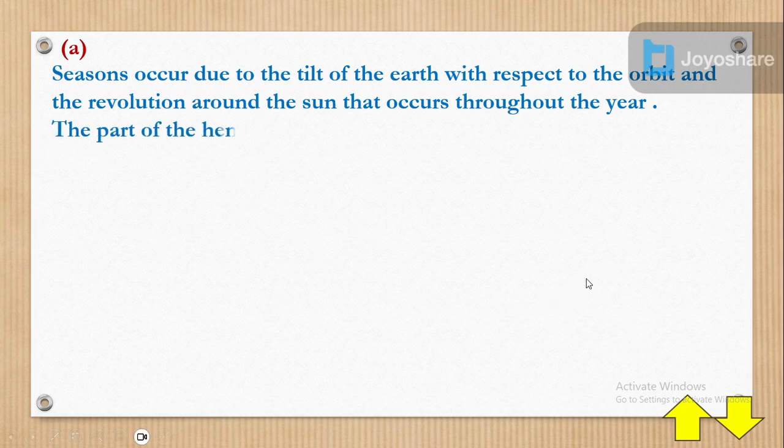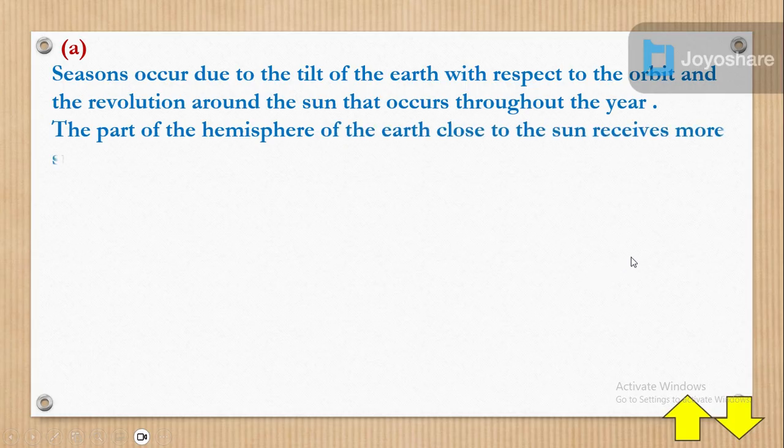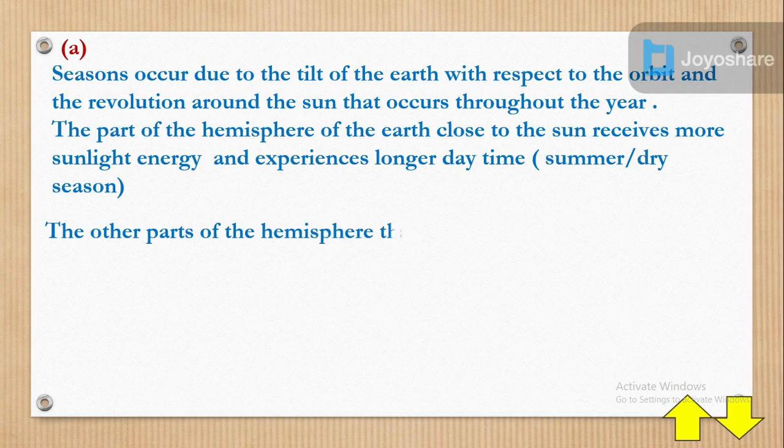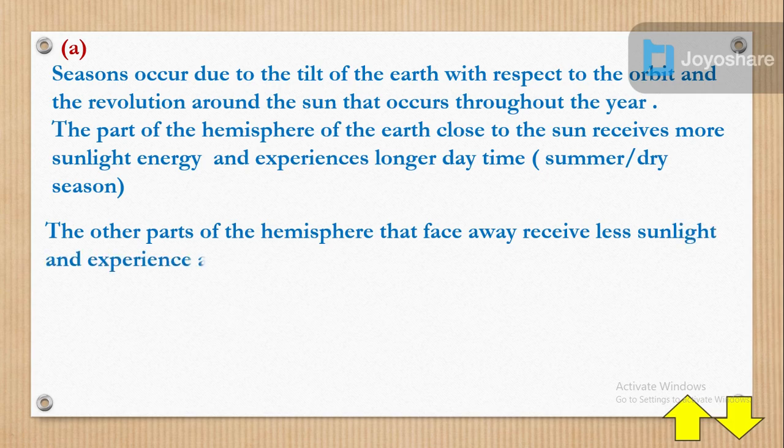So I've already explained that. The part of the hemisphere of the earth close to the sun receives more sunlight energy and experiences a longer daytime. That is summer or dry season. The other parts of the hemisphere that face away receive less sunlight and experience a shorter daytime, hence a wet season or winter season. I've explained all that. You can rewind the video. Okay, good. Let's proceed.